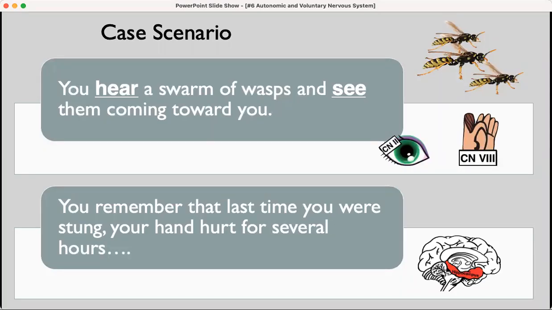Next case scenario, you hear a swarm of wasps. You see them coming towards you. So here's cranial nerve 2. You remember you have 2 eyes, your cranial nerve 2. Cranial nerve 8 is your auditory, you're hearing them. And then your hippocampus, where you remember, at least short-term memory, the hippocampus.